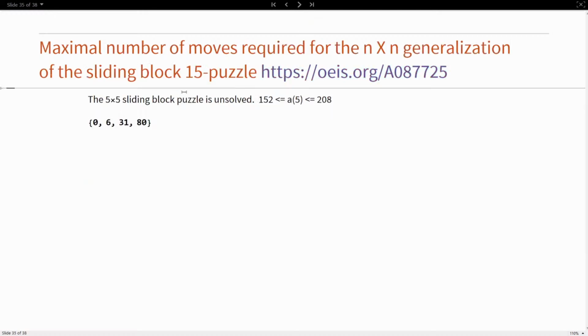For a 4x4 sliding block puzzle, the minimal number of moves is 80. It's unsolved for a sliding block puzzle on a 5x5 what the minimal number of moves is. And that seems like something that should be solvable. The bounds on it are pretty high at the moment.